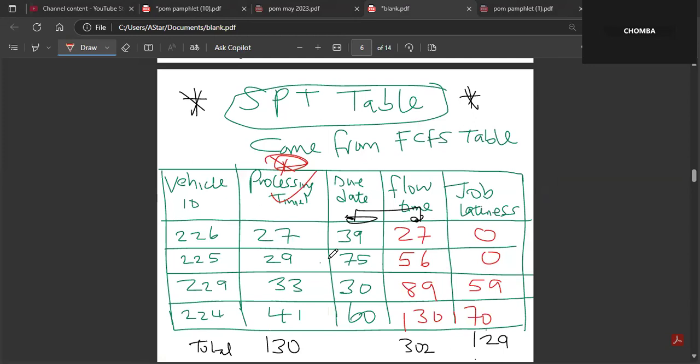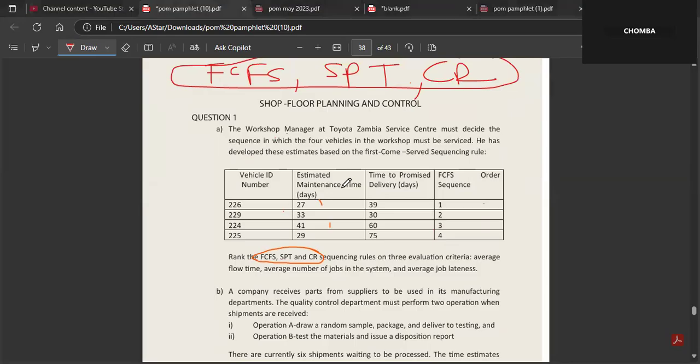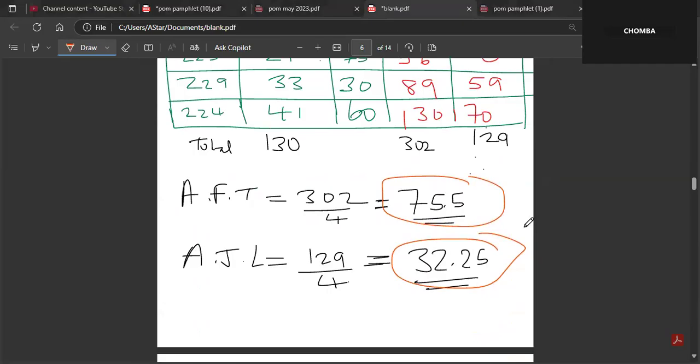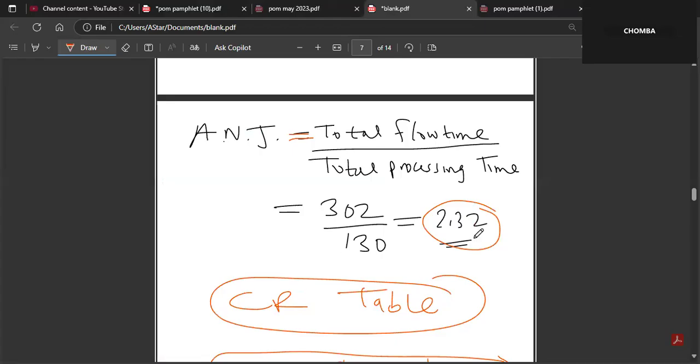Yeah, sure. So this shortest processing time table comes from the mother. We use the information from the original table, which is the first come, first served table. I don't know if that is okay with you now. Very much okay. And then you evaluate the table using the three criteria for each sequencing rule. We use average flow time, average job lateness, and average number of jobs in the system, which is equal to total flow time over total processing time, which is 302/130 = 2.32.